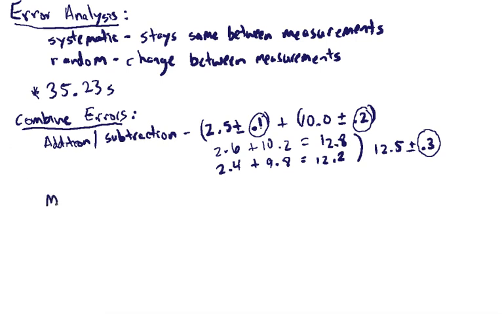Now for multiplying and dividing, it's a little different, because you might want to go through and do the maximum and minimum thing again. But it turns out that it's pretty simple. Instead of adding the absolute uncertainties, you can just add the percent uncertainties.